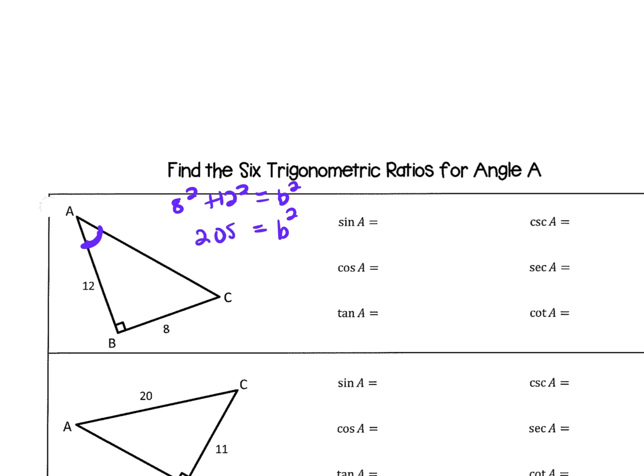You get that B squared is equal to 208. When you take the square root of that, you do have to rewrite and simplify the radical. So it ends up being 4 times the square root of 13.